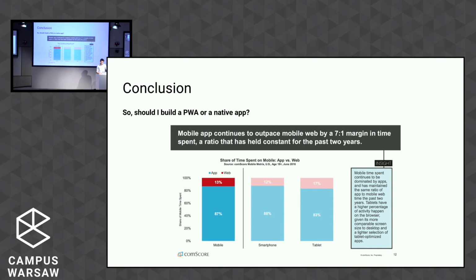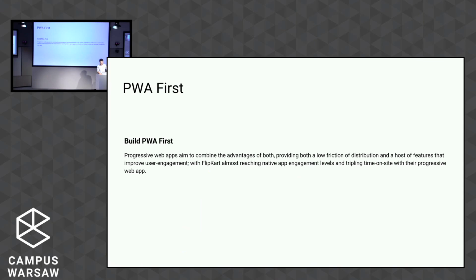However, the bigger success stories from progressive web apps, such as Flipkart, have increased engagement even on Safari, which does not have most of these features, but they managed to increase engagement through a good mobile experience through the web. So I recommend to build PWA first.